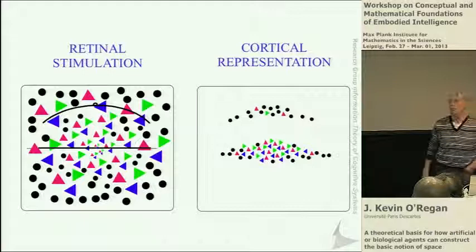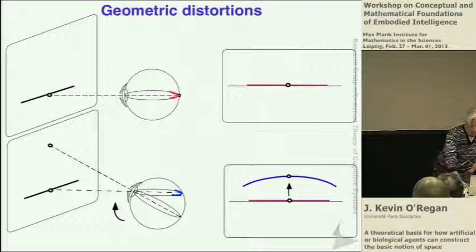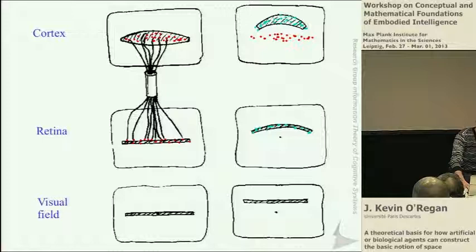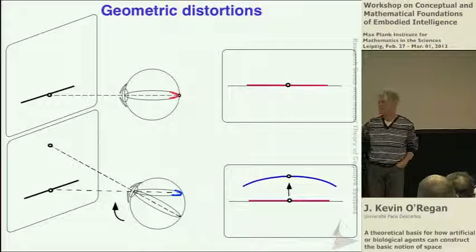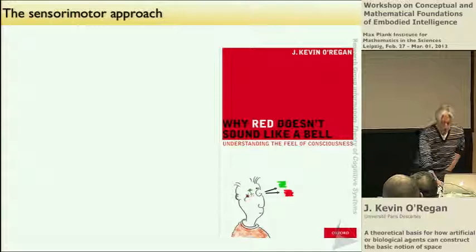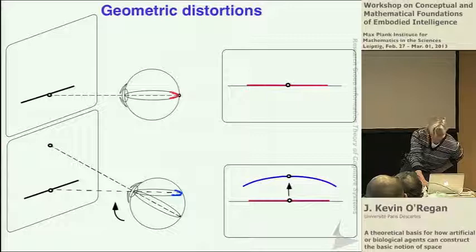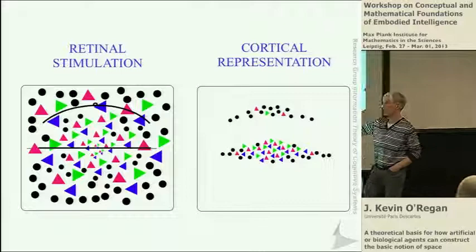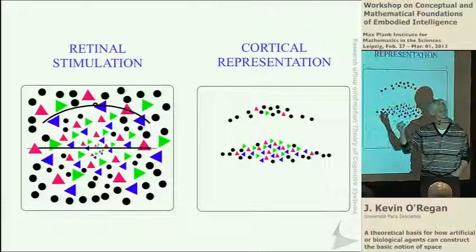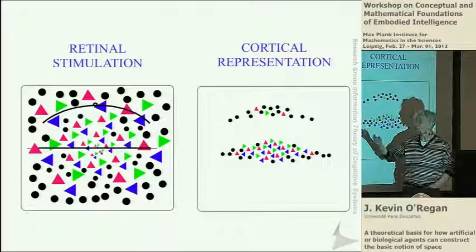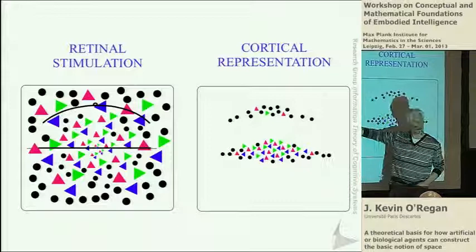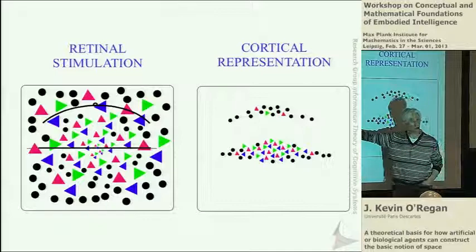The situation is worse because the straight lines are being sampled by the photoreceptors at the base of the retina, and these are not concentrated in a homogeneous fashion. They're more densely packed in the center, symbolized by these small triangles, and they are more sparsely packed in peripheral retina, and they get replaced by rods symbolized by these discs. And so actually the cortical representation of the two straight lines is very distorted.